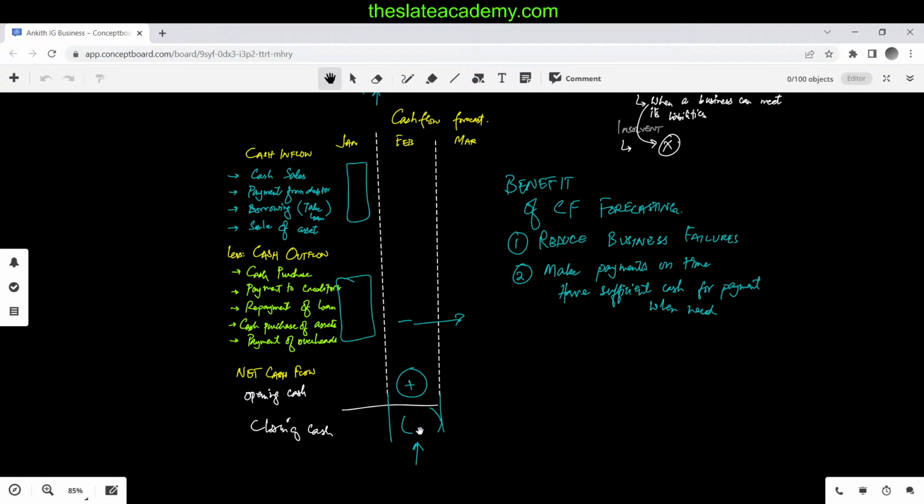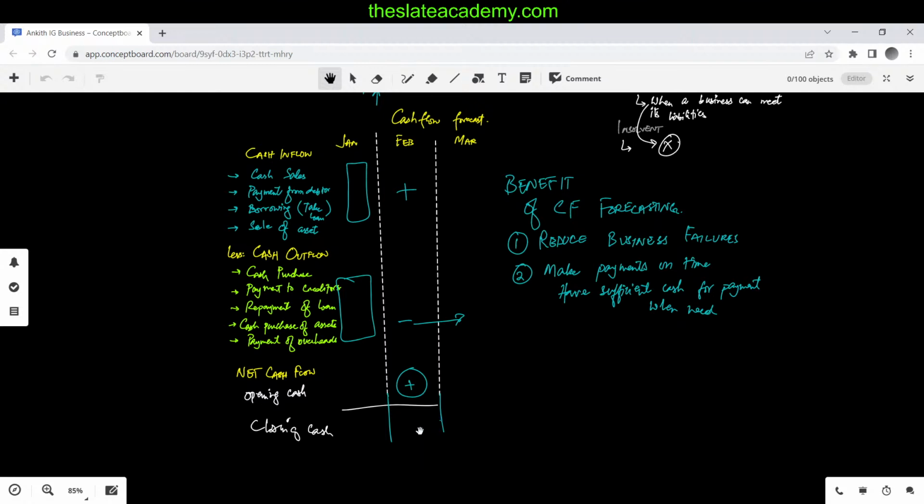So option number one, postpone this expense, do not carry it out. But at some point I will have to carry it out, and let's say that the payment is as per some agreement, and it has to be carried out in Feb. I cannot postpone it. Then the other option is that I increase the cash inflow in the month of Feb. If I increase the cash inflow, this negative closing cash situation could disappear, right?